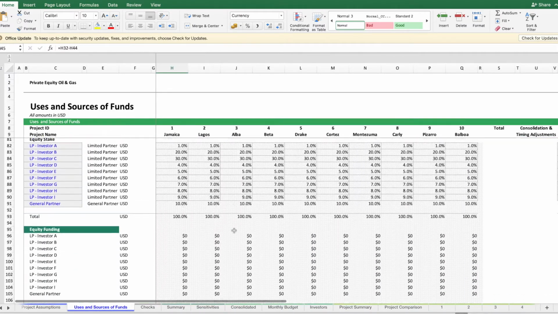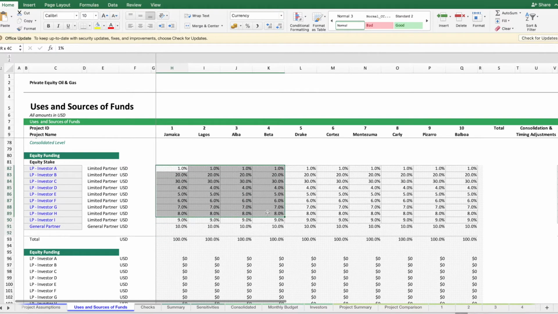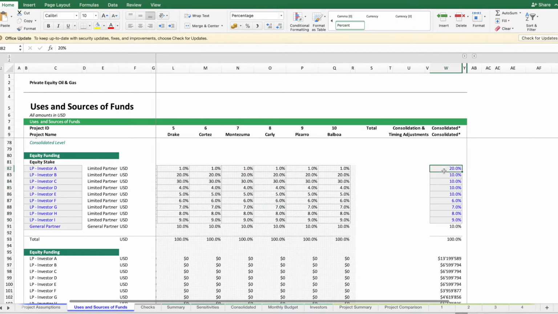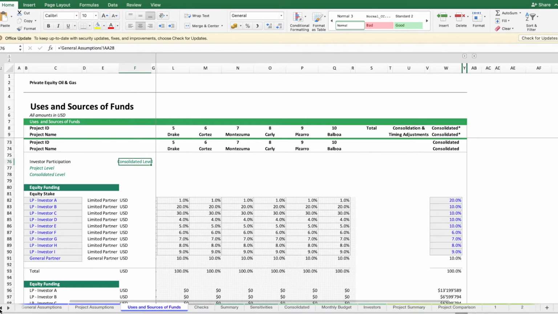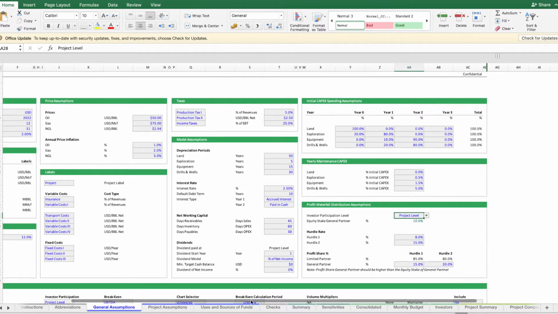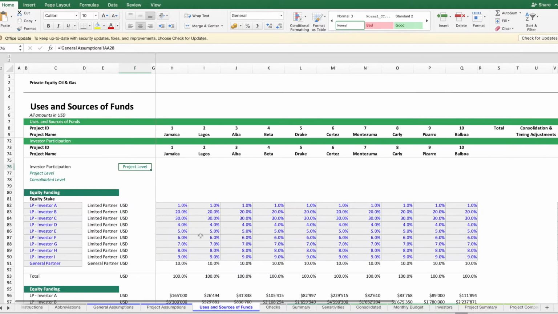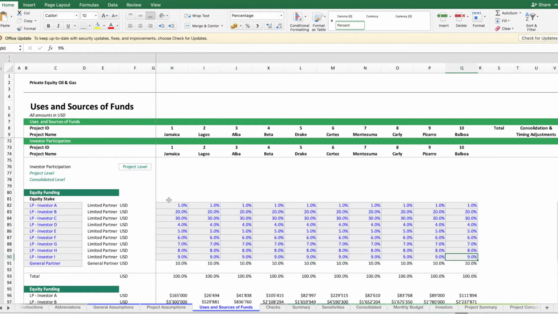table, and what we can do is either have the investor participate at the project level or at the consolidated level. In this case it was set as consolidated, but we can change that. Now let's assume that every project is funded. In that case, let's go back to sources and uses of funds.